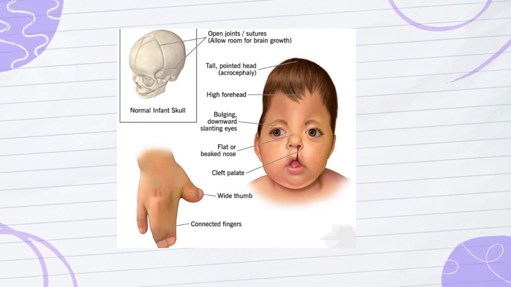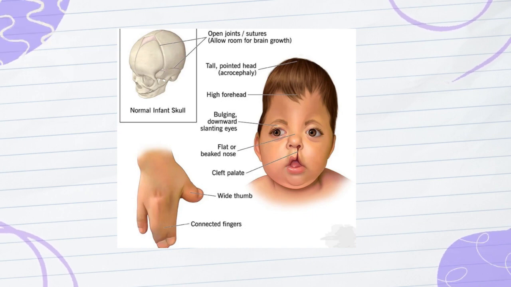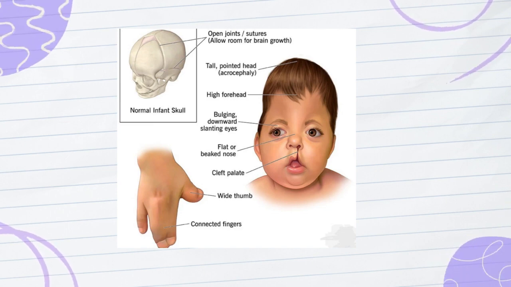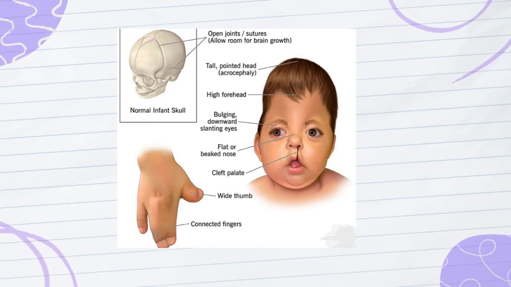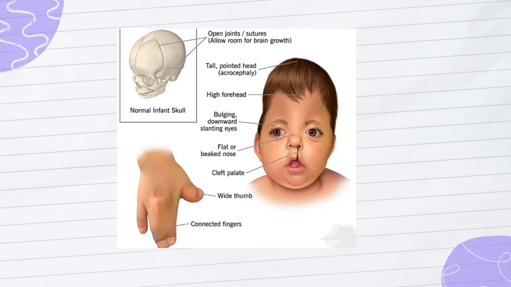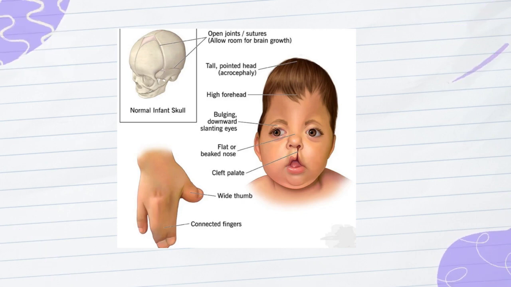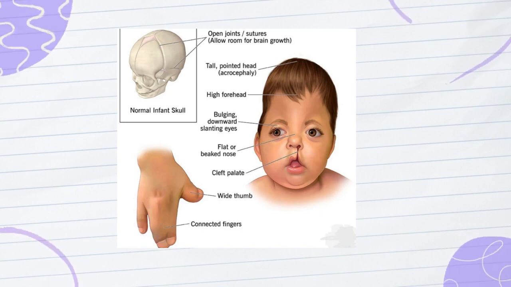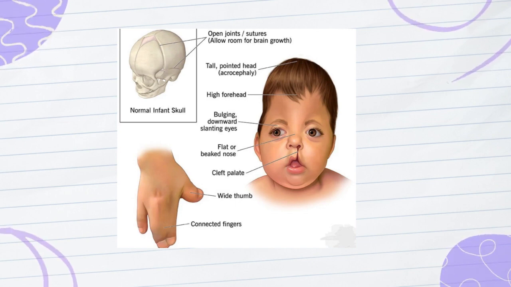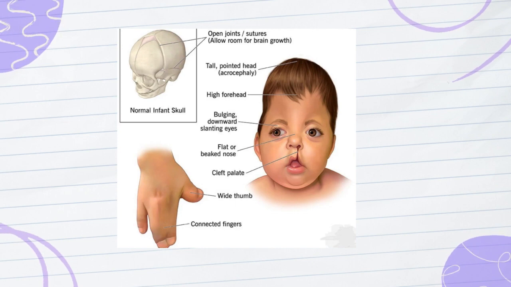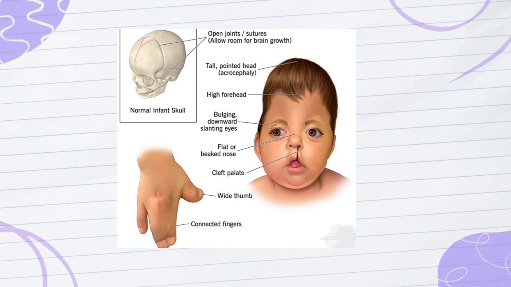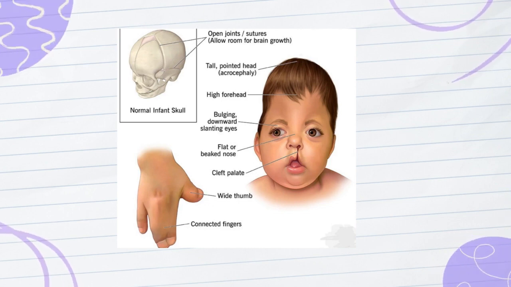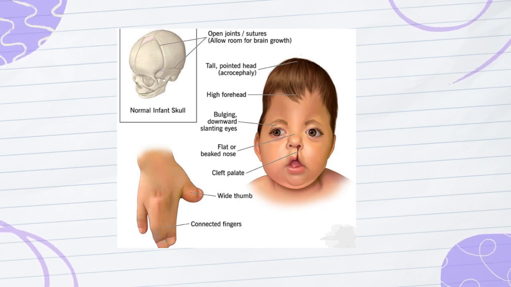He has a flat beak nose, downward slanting eyes. He has a high forehead, that is, a tall and pointed head. It is also called acrocephaly, and he is having open joints. Open joints are mainly seen in normal children; it allows room for brain growth. Now, in this picture, connected fingers and cleft palate are very important. If you can appreciate these two keywords in your exam or any question, then you can diagnose Apert syndrome very well.